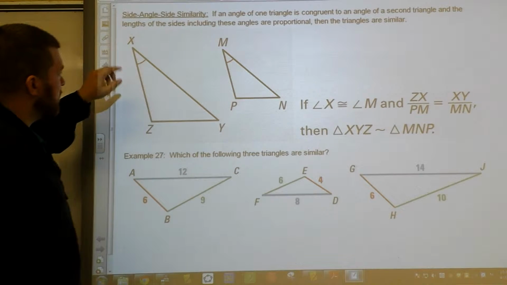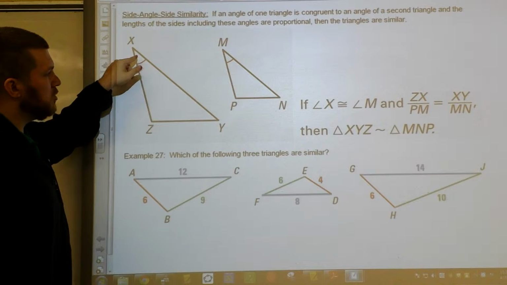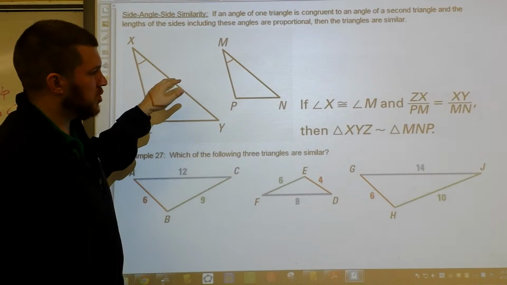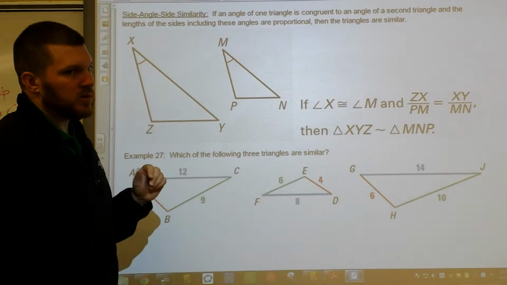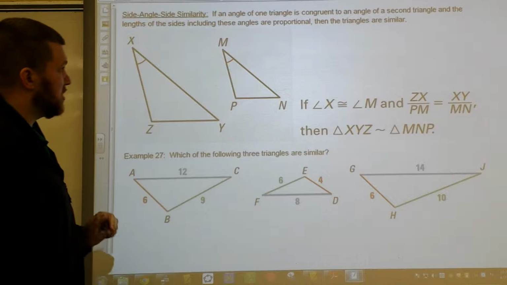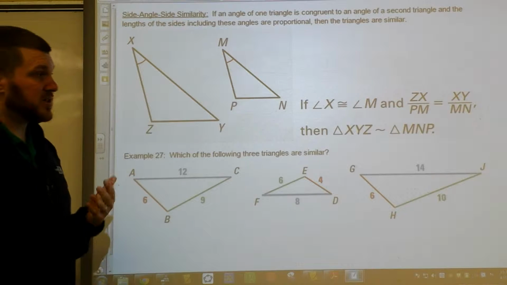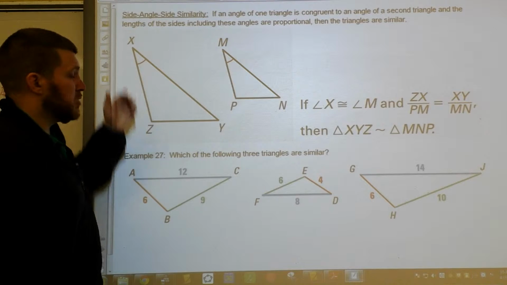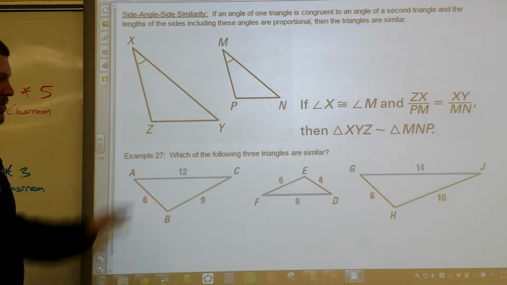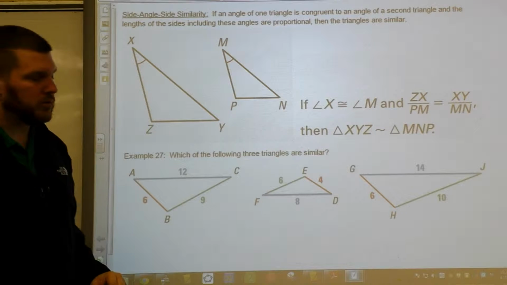If I have that information, you've got to have both sides that include that angle. If those are proportional and the corresponding angle is congruent, then that's enough information to say that these two triangles are similar. Remember, in the previous video we said also that if you know two congruent angles, then the two triangles are similar as well. So just don't get those confused with triangle congruence.